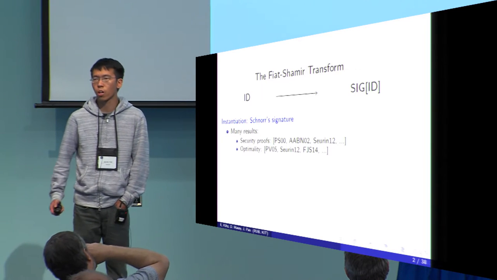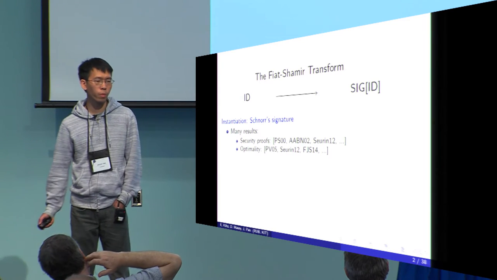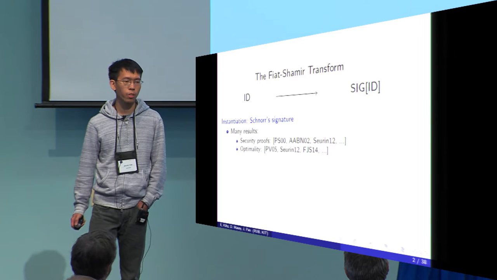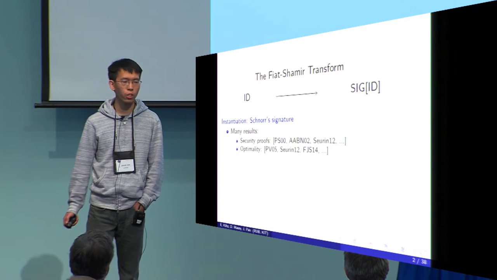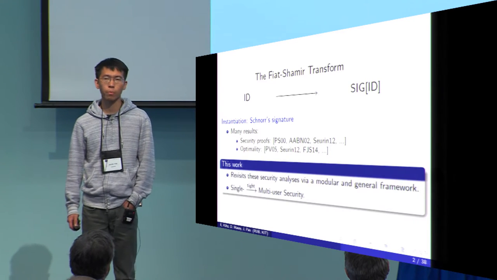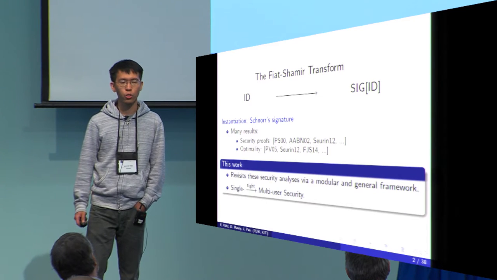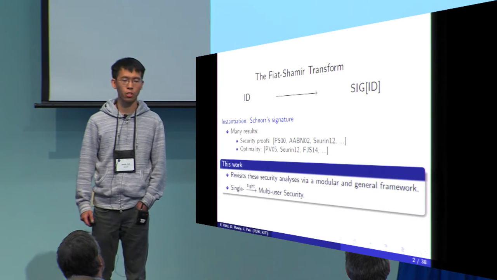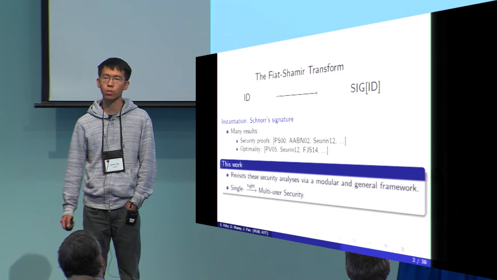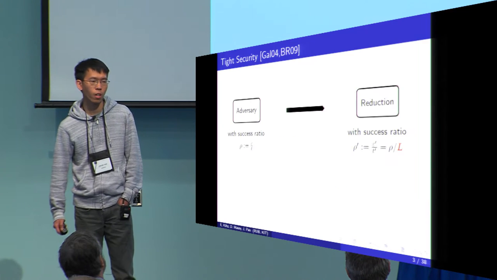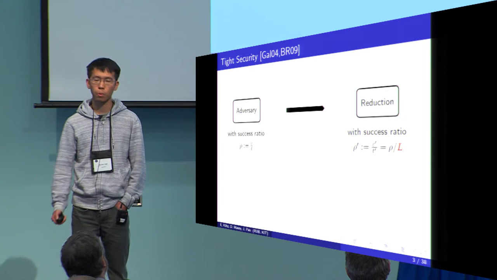And there are many results on Schnorr signature, for example, the forking lemma or the reset lemma or some improvements on the security proof. And at the same time, there are also some impossibility results showing that the reduction has to lose a factor of Q and so on and so forth. So in this work, I'm going to propose a modular proof framework, which can simplify this security analysis. And also at the same time, I'm going to give a tight reduction from the single-user security to a multi-user security. So this talk is mainly focused on the tightness, so I'm going to explain what is the tightness.